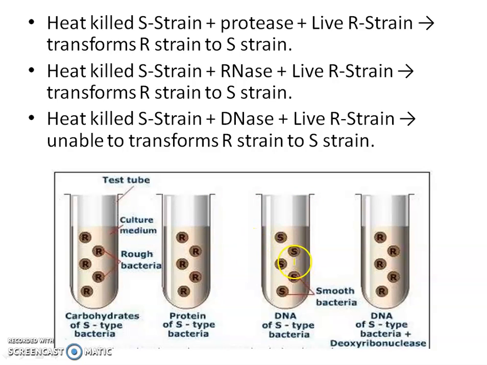Then they added DNase to the live strain bacteria, and what happened? The mouse did not die. The mouse lived. So they were unable to transform the R strain to S strain.